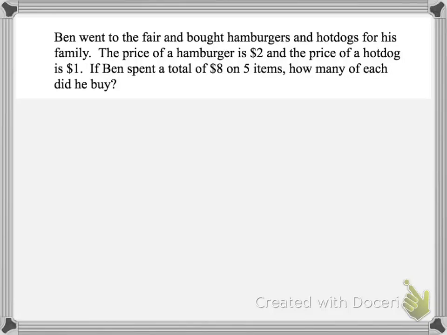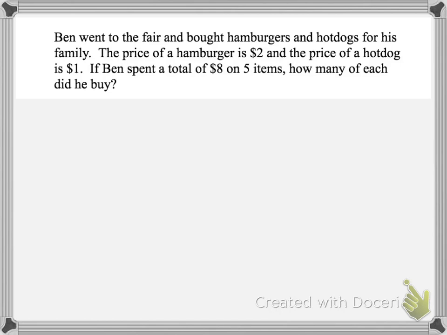Alright, so continuing on with our system word problems. With this type, when you read them, it's a little bit different than the last ones. It says, for this one, Ben went to the fair and bought hamburgers and hot dogs for his family. The price of a hamburger is $2, the price of a hot dog is $1. If he spent a total of $8 on 5 items, how many items of each did he buy?